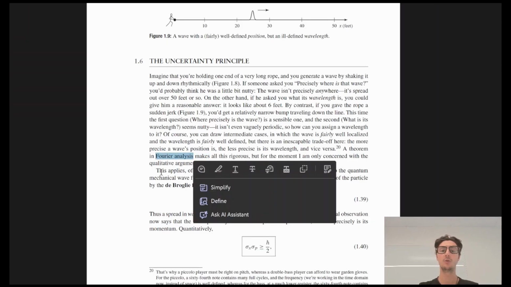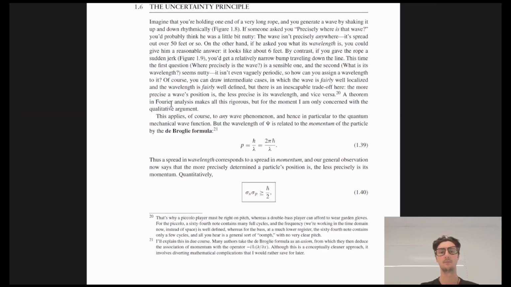Fourier analysis is super cool. We're not really going to look at it in this class, but it's interesting if you want to dig a little deeper. This applies, of course, to any wave phenomenon, and hence in particular to quantum mechanical wave functions. But the wavelength of psi is related to the momentum of the particle by the de Broglie formula.